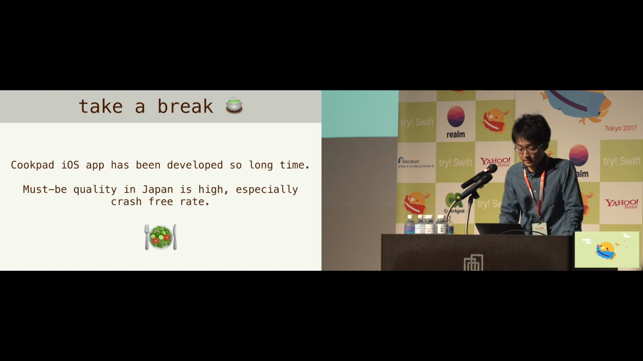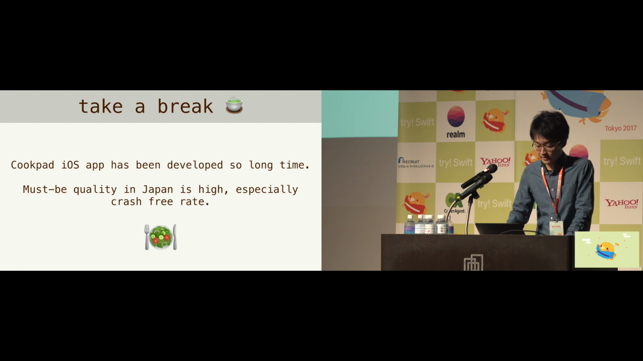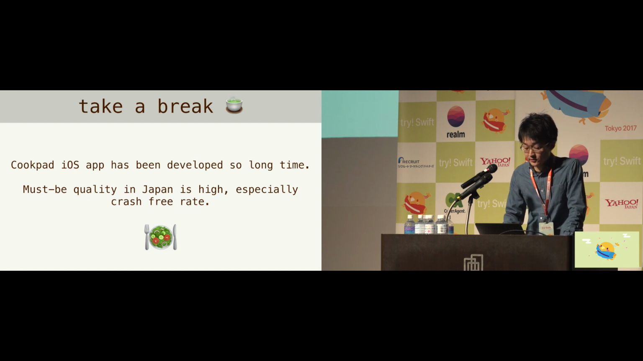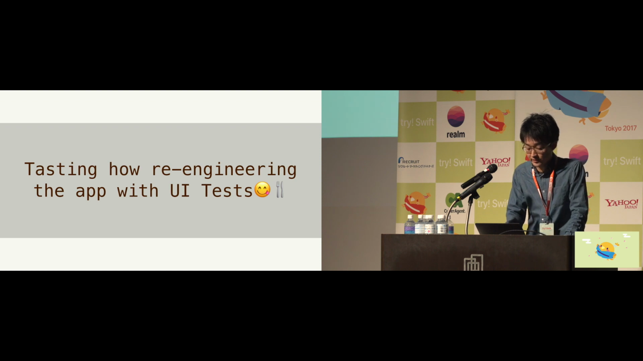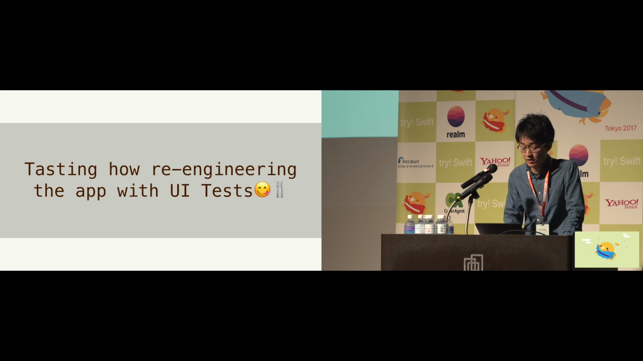So far, I talked about the history of the Cookpad iOS app and how long the app has been developed. In addition, I talked a bit about quality for the Japan market and mobile. Now I'll start talking about how we implement and conduct UI tests to proceed with re-engineering our app.